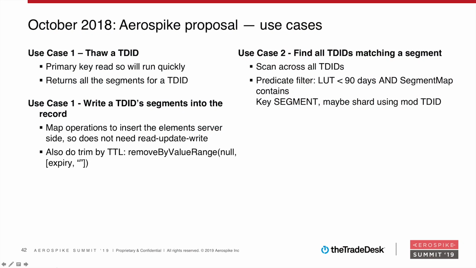Thaw TDID, yeah, primary key, done, piece of cake. There's no big scan. It's really just give me the record. That's it, right? Writing the segments onto the record, this was clever. This was the part I really liked. So map operations, right? And we just stream it in and let the server filter it out when we get that next feature, but we'll get there. But the TDIDs matching a segment, this was really cool too, because this was the kind of the scanning that we were talking about before, and being able to shard those scans. That was a really cool idea. Still some questions there, but it definitely spawned some ideas.